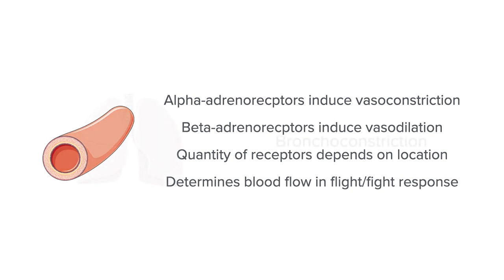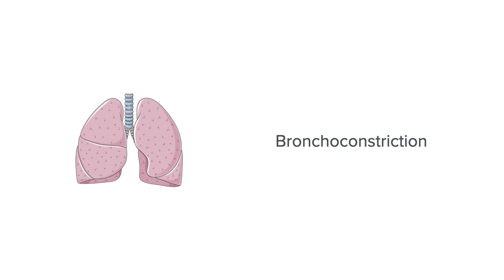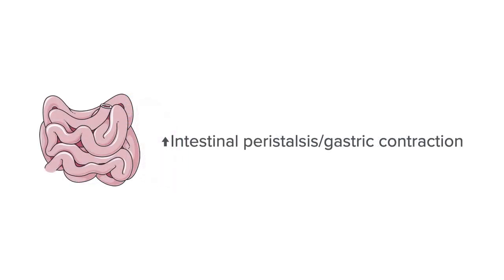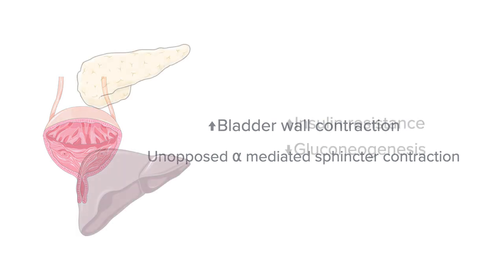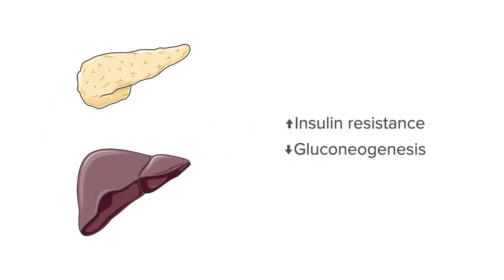The next organ I'm going to talk about are the lungs, and here we know that, again, adrenaline causes a bronchodilation to allow us to get more air in and out of our lungs. Hence, use of beta blockers causes a bronchoconstriction. This is important when thinking about exacerbation of asthma when asthmatics are given non-selective beta blockers. In the gut, use of beta blockers will increase intestinal peristalsis and gastric contraction. In the bladder, use of beta blockers will increase bladder wall contraction and give you unopposed alpha adrenoreceptor mediated sphincter contraction.